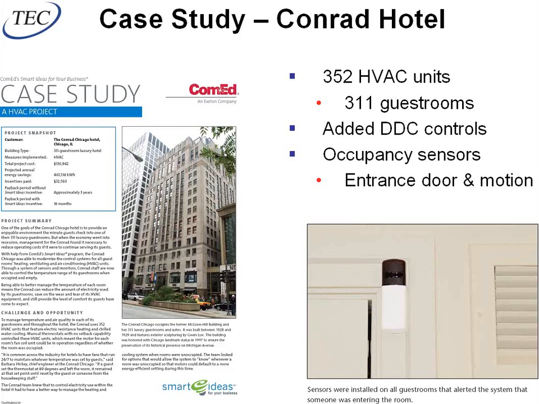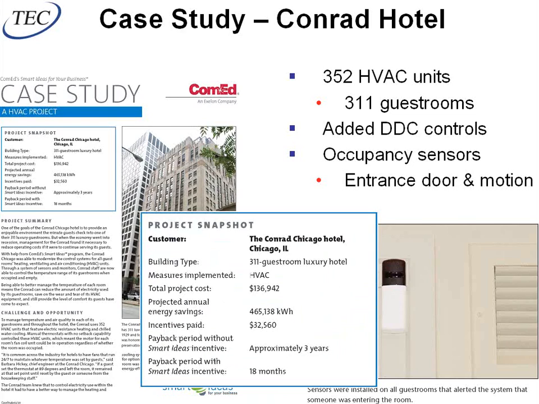Here's a case study. This one is a ComEd case study. This one is a hotel application, 311 guest rooms. They added a building automation system, including occupancy sensors, right? So when the doors open and they detect motion in the room, the HVAC goes occupied. So what happened here is a total project cost of $137,000. They saved 465,000 kilowatt hours per year. ComEd gave them $32,000 of rebates to help do this. And in this case, it would have been a payback of 3 years. With ComEd's help, it made it a payback of 18 months.